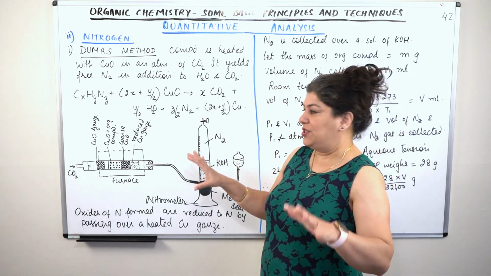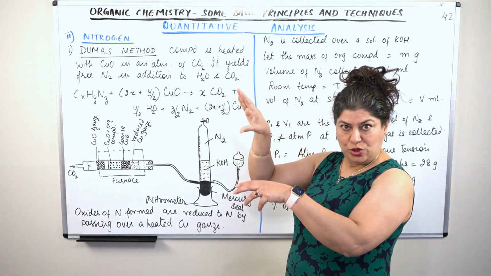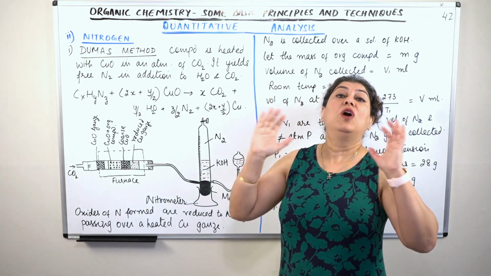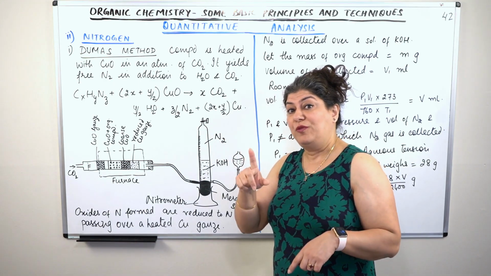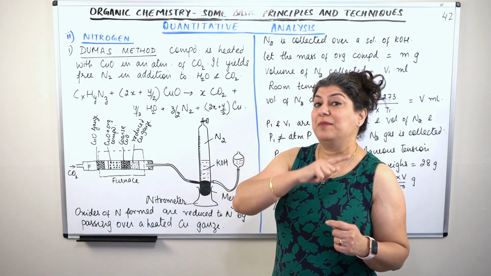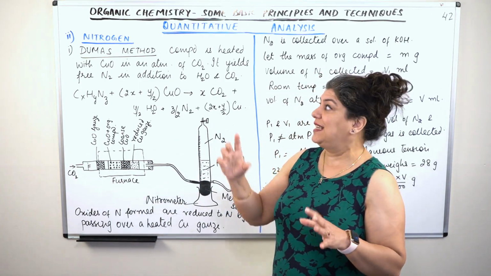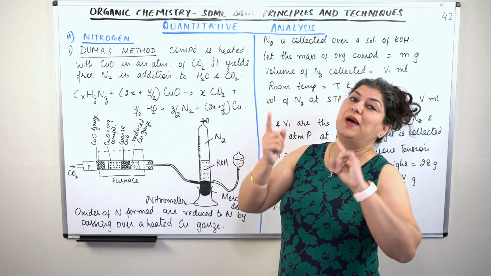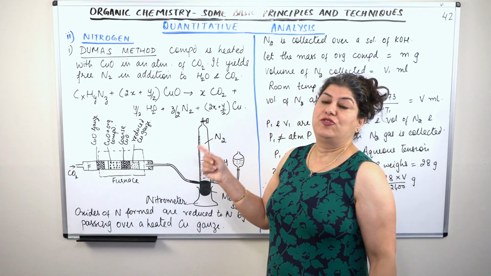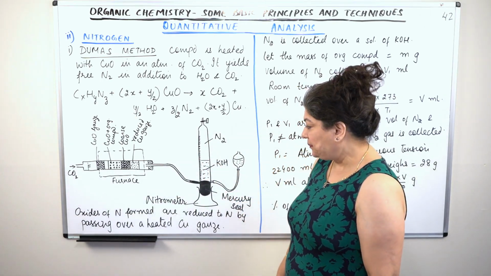But let us right now understand that the nitrogen is collected over the top, and that is how we know what is the volume of nitrogen collected. And from the volume of the nitrogen collected, we will be calculating the mass of nitrogen present in that sample, and from that mass, we are going to calculate the mass percentage of the nitrogen present in the compound.